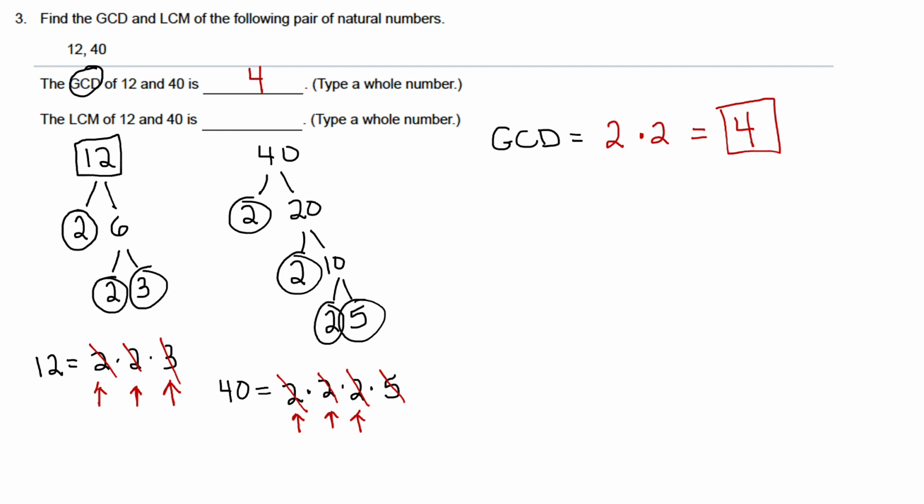Next, we're going to find the LCM, or the least common multiple. To find this, we're going to write down the factors that we see the greatest number of times. So we're going to write down each factor the greatest number of times that it appears in one number.